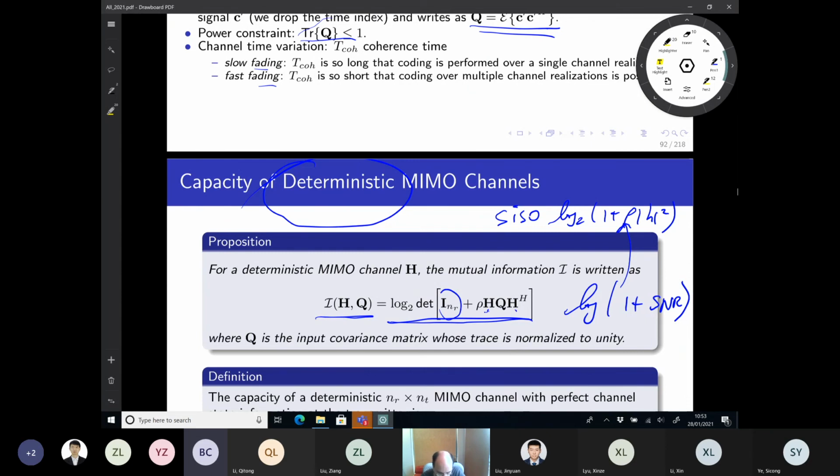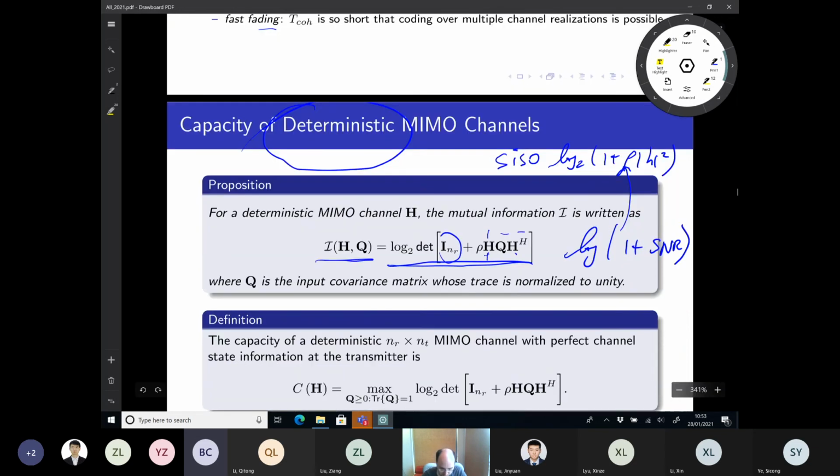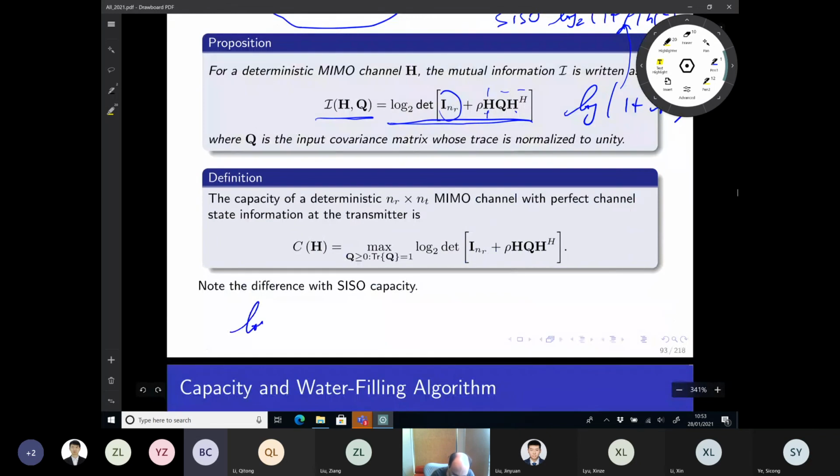If I have the SIMO case, I have here an identity matrix, and here I'm going to have a vector, right? And here I'm going to have a column. And in the SIMO case, I have a single transmit antenna, so my Q will be equal to 1 again. So what do I have then? I have a log2 of det, I_R, I have R receive antennas, rho, H, that's a vector, multiplied by H Hermitian, right? What is that?